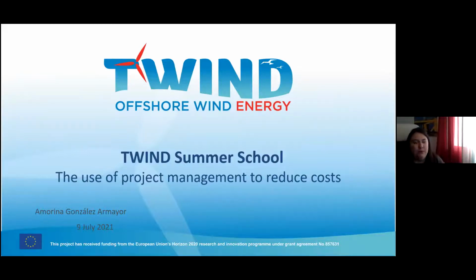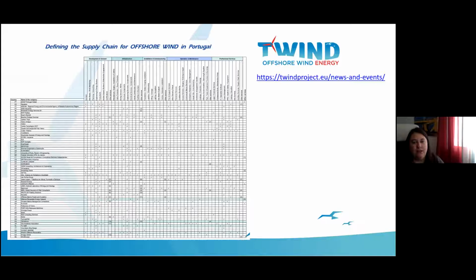As you all know, the summer school is part of the TWIND project, which is a European project. And within this project, our main aim is to promote offshore wind here in Portugal. One of the main activities we started working on due to COVID was preparing a supply chain matrix for offshore wind in Portugal. We already have the first version online on the project's website, and we will soon have the updated second edition.